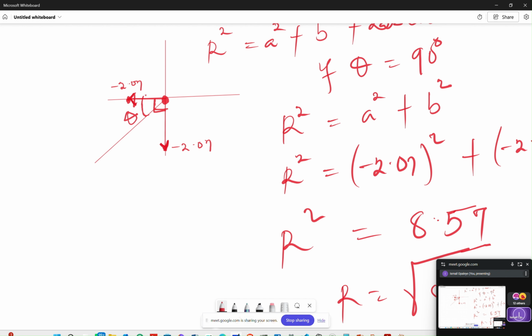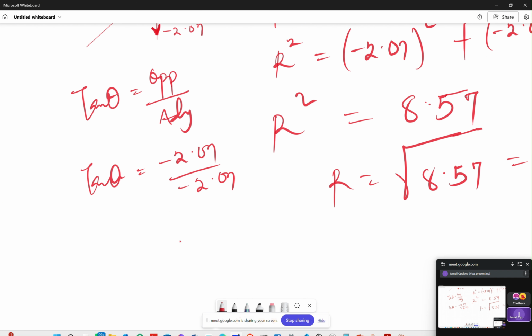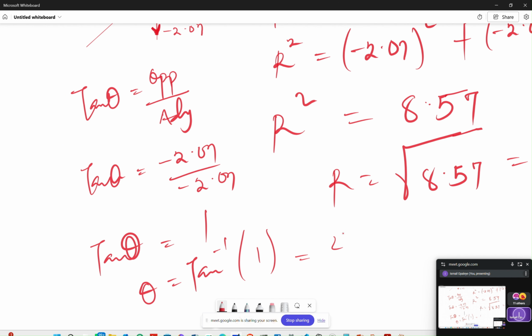So if you want to get angle theta, let me say I want to use tan. Tan theta is equal to opposite over adjacent. So tan theta is equal to minus 2.07 divided by minus 2.07. So tan theta is equal to 1. Theta is equal to arctan of 1, right? Which is equal to what? 45 degrees. Is that not so?